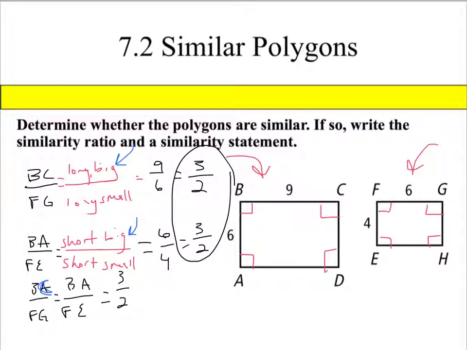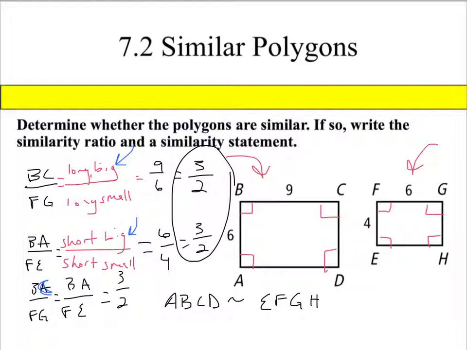Next one is my similarity statement, and this is going to be that statement which proves the rectangles are similar. So this would look like ABCD is similar to EFGH.